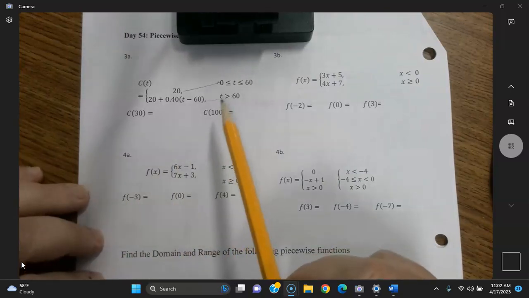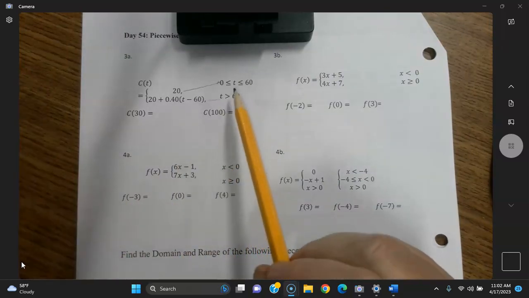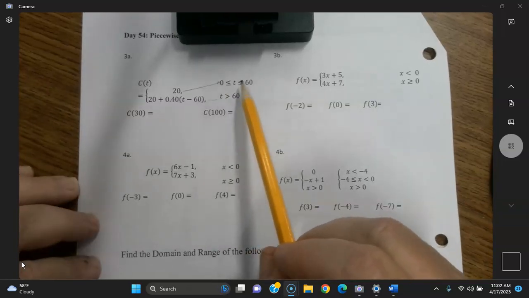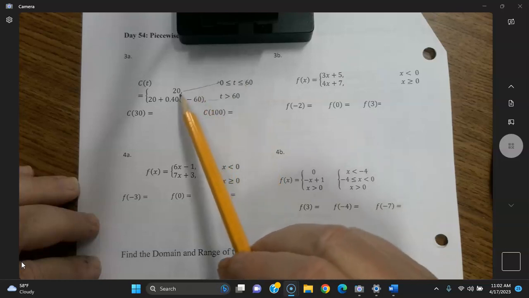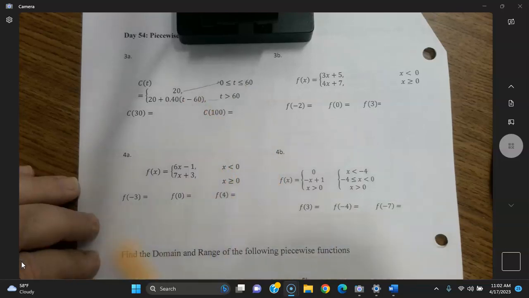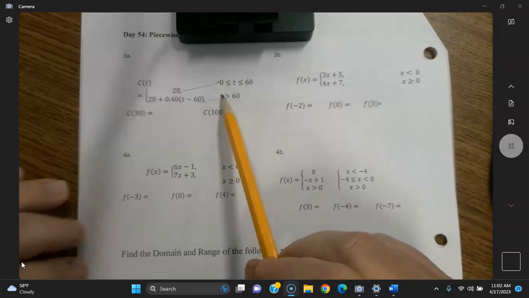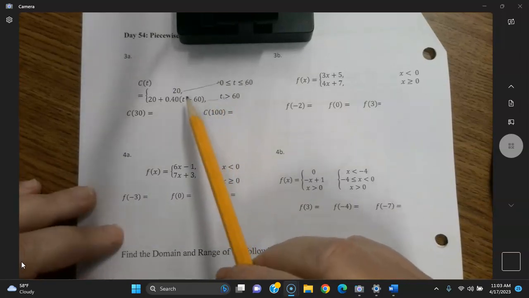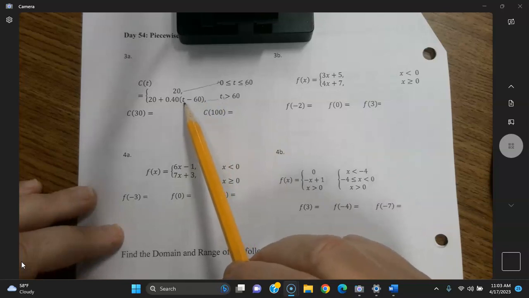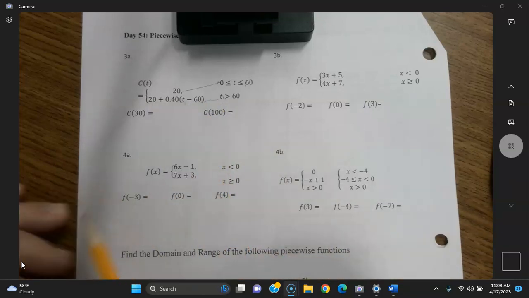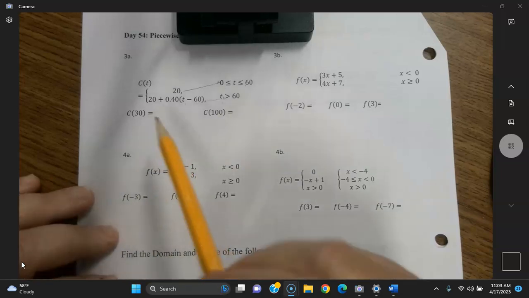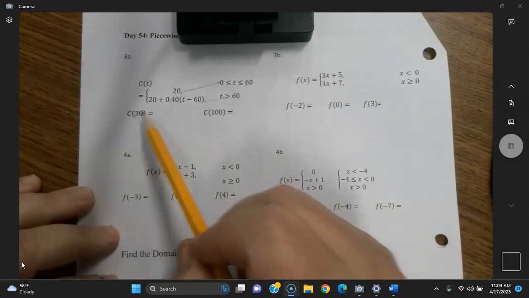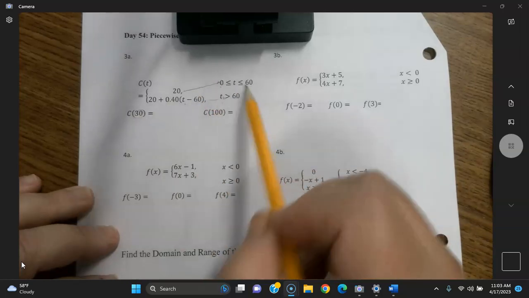It's saying that if your value of x, and they're calling it t this time, it doesn't matter, it's your input value, is between 0 and 60, then your y value is going to be 20. If your value of t, again that's your independent variable that you're plugging in, is greater than 60, then you've got to plug that number into this equation to get your output value. All right? So let's take a look at this. When t is 30, well, 30 is between 0 and 60.